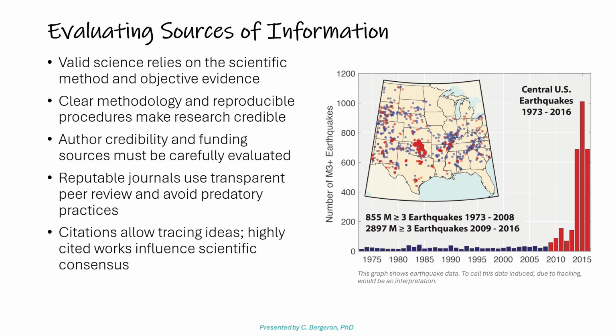One of the most important skills, I think, for everyone nowadays is being able to evaluate sources of information. How do you know what to trust? Especially now with AI, it's really a pretty big problem and kind of a concern. So when you're looking at sources, you want to look at author credibility, look at funding sources, make sure that the journals are reputable and have a long history of a transparent peer review process.